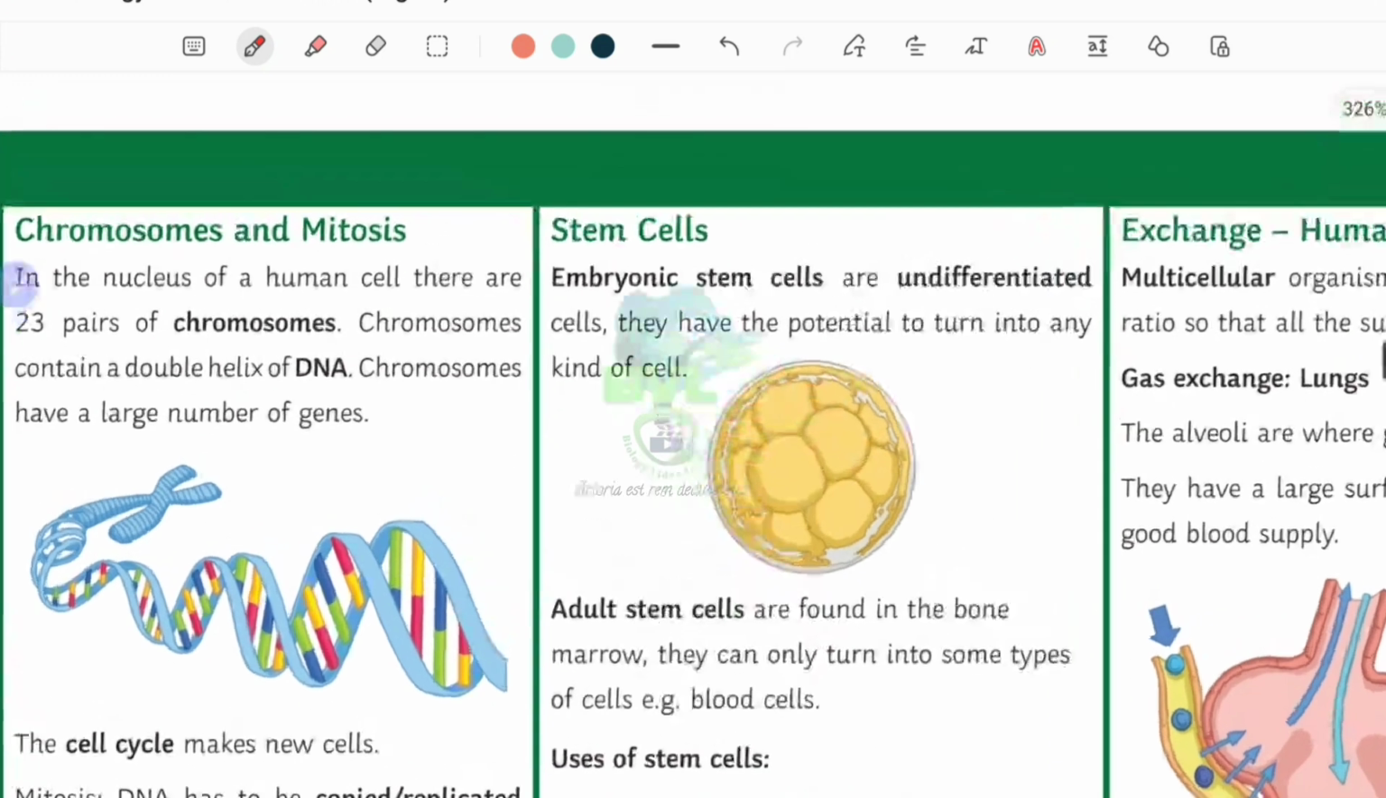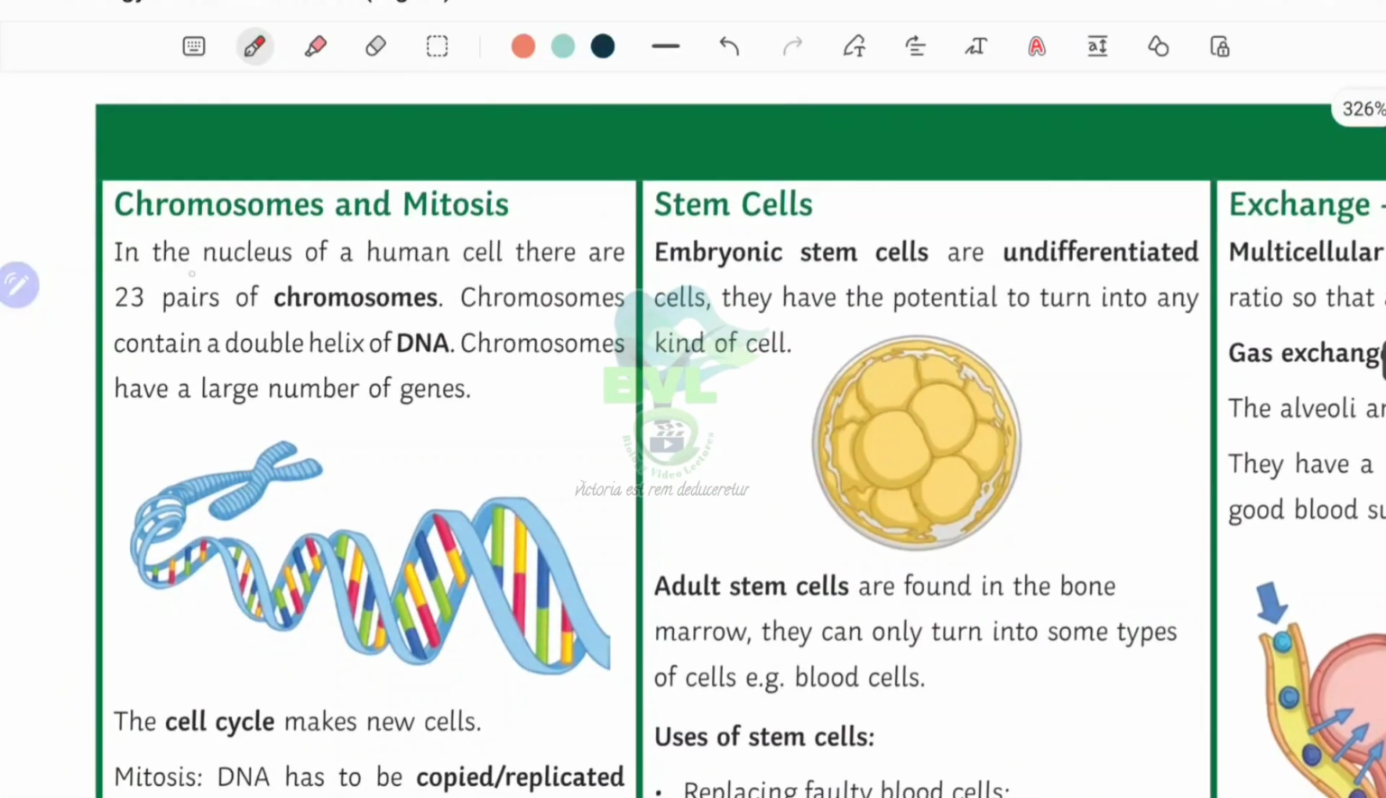Now let me explain what I mean by that. So a normal cell, which means a somatic cell, which means a cell that is not involved in reproduction, has 23 pairs of chromosomes, or you can say 46 chromosomes. So if you say 46 chromosomes or you say 23 pairs, you're saying the same thing.